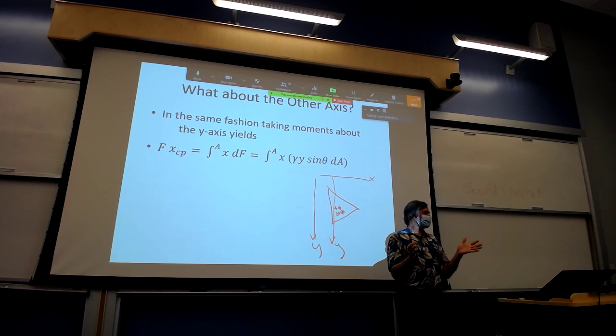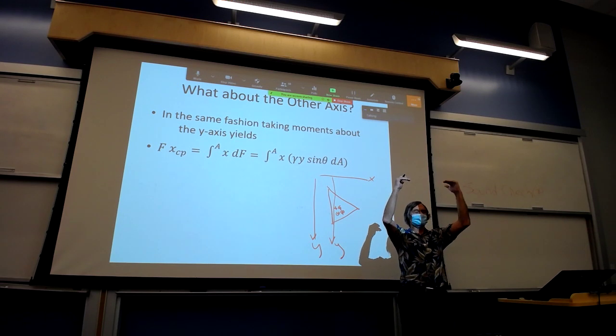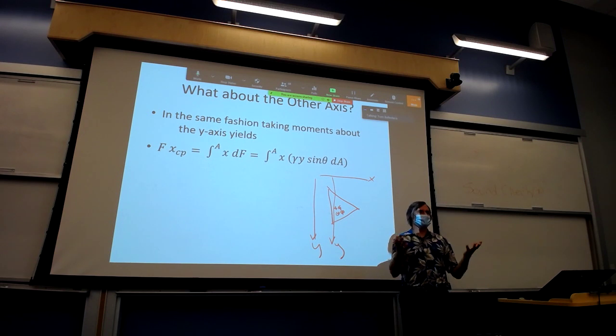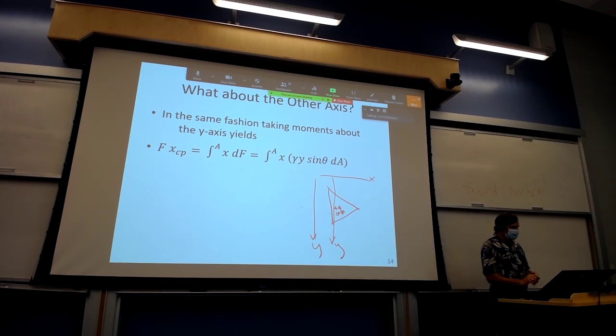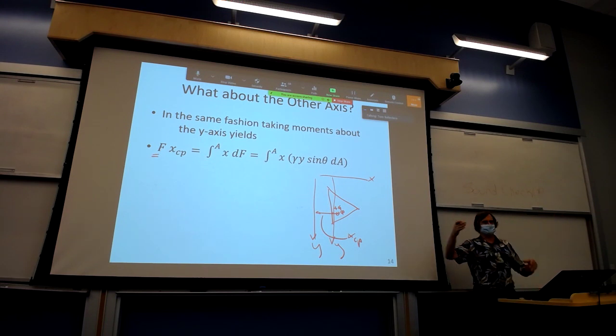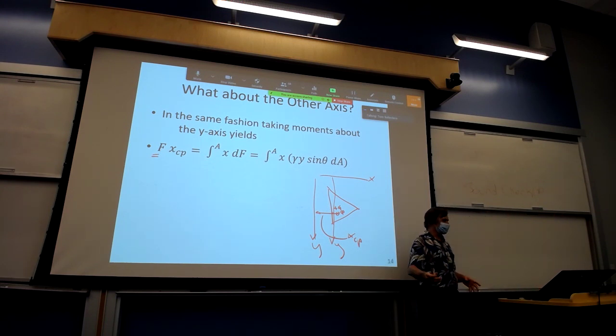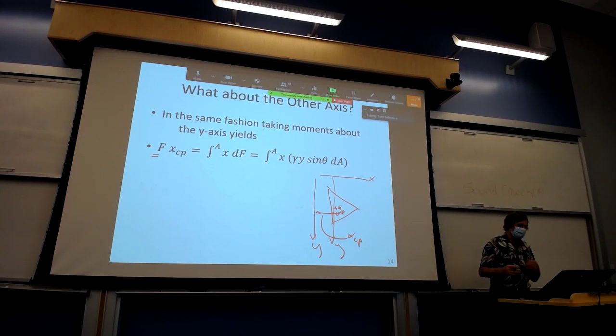What we did before, with taking moments about the free surface, was relate everything to the center of area. At the end of the day, when we take moments about the y-axis, we do the same thing. Just as we did before, the total force, capital F, acts here, and its moment arm is XCP. It's the distance from the surface over to the y-axis, wherever that y-axis is. And the moment of the total force about that y-axis is equal to the distributed moments.